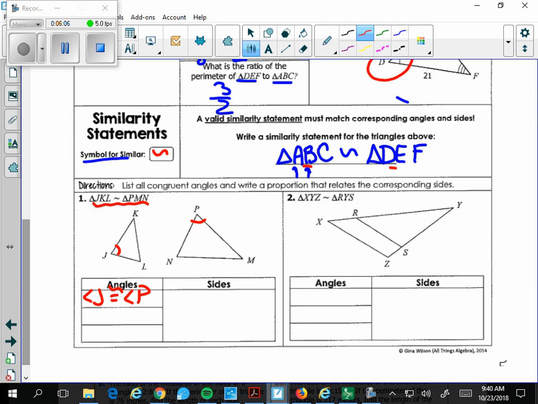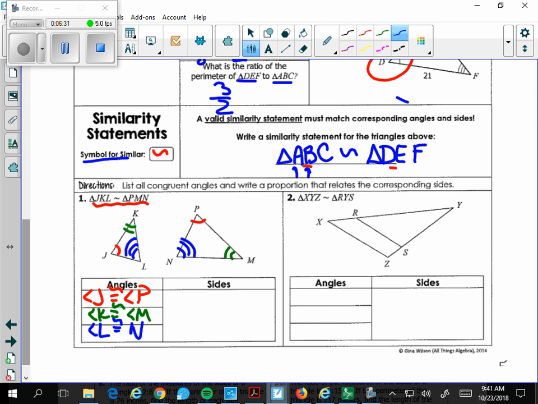And I'm doing the same thing for the other ones. They label K next, and they label M next in this one, so I know that K is congruent to M. And then finally, I'm left with L is congruent to N. And that also helps me make my proportion for the sides.